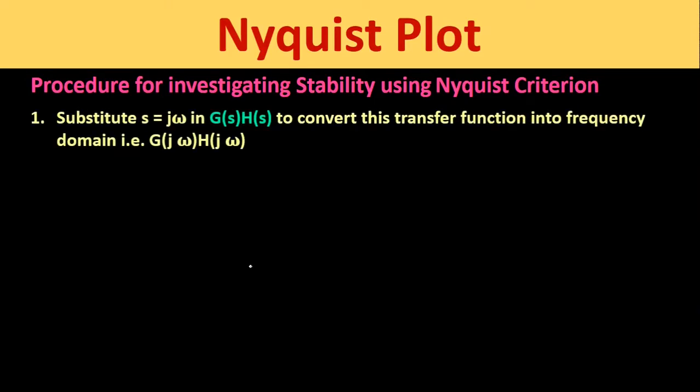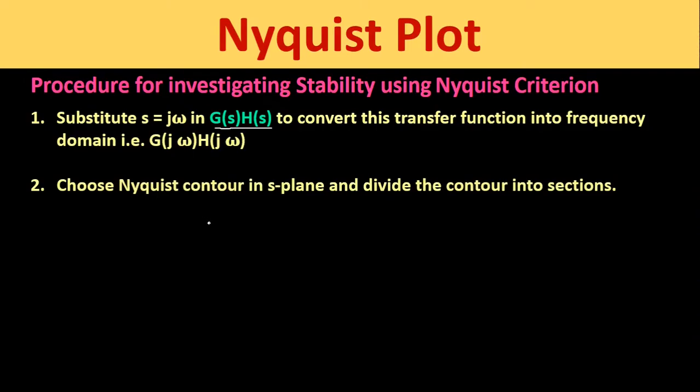First point is we have to substitute s equal to j omega in the open loop transfer function G(s)H(s) to convert this transfer function into frequency domain, that is in the form G(j omega)H(j omega).